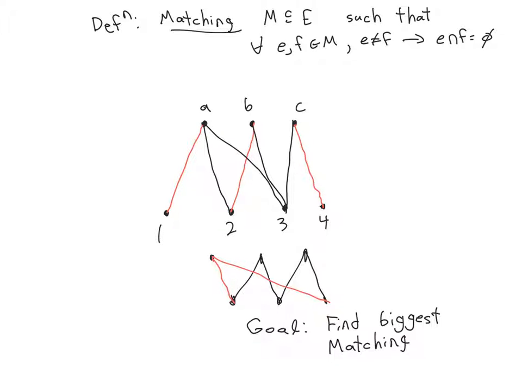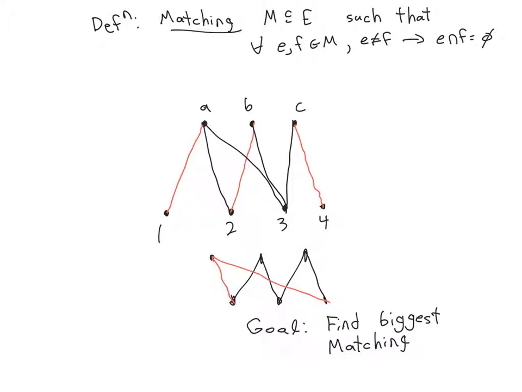So a matching is a subset of edges such that for any distinct edges in the matching, they do not intersect. And so we're only going to work with bipartite graphs. The idea is you've got this bipartition, and you're looking for a set of the red edges, so a set of edges connecting each vertex in one set to a vertex in the other, and such that you don't have two red edges intersecting. So the second graph is not a matching because these two red edges share an endpoint.